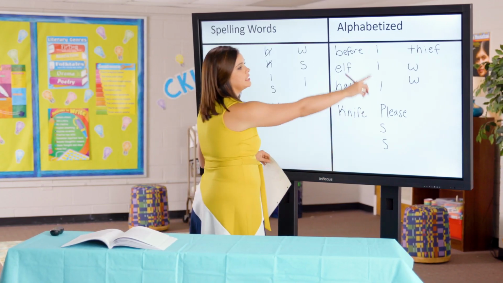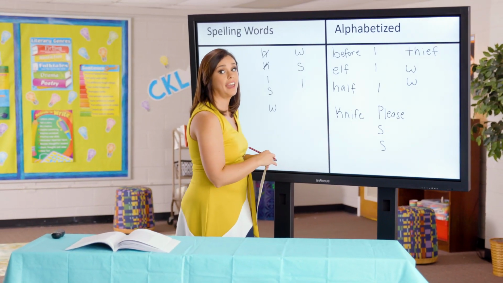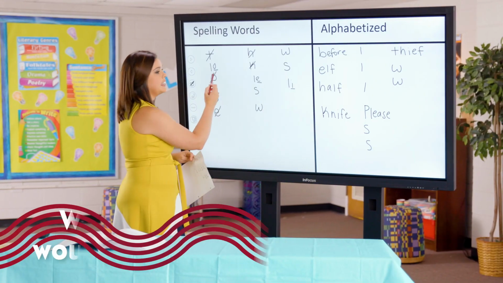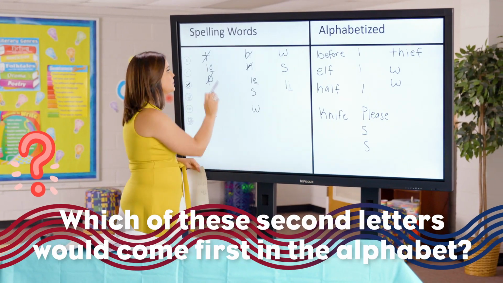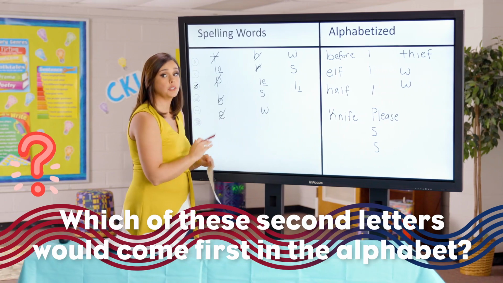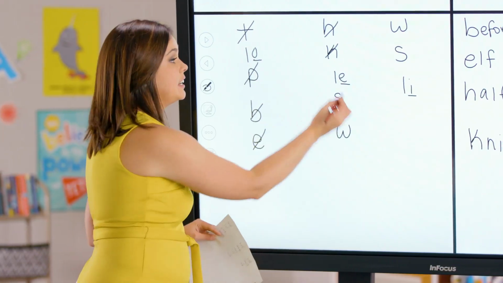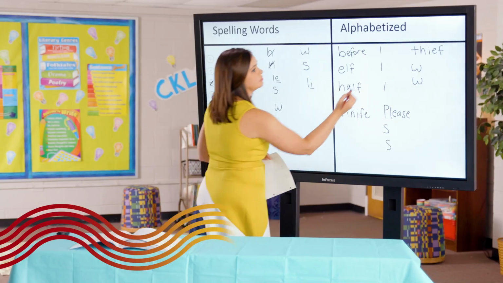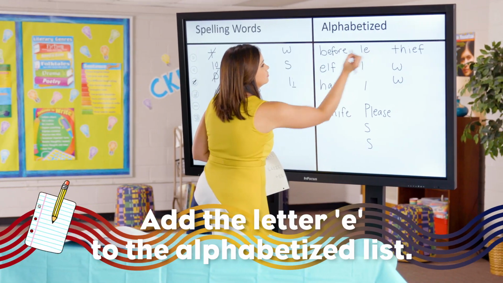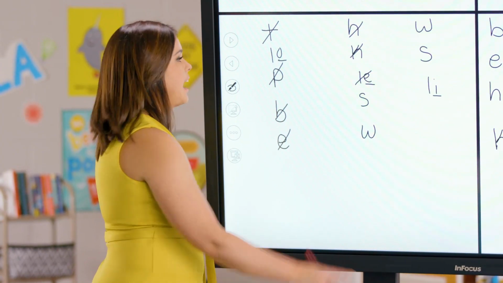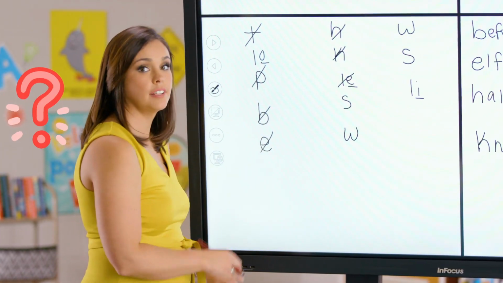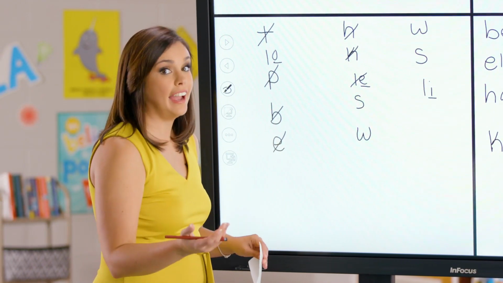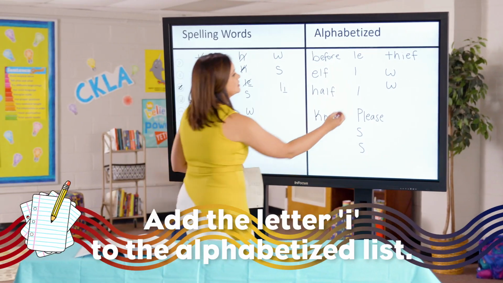Let's start by revealing the second letter in the words that start with L. Take a look at the underlined letters. Do you see which one of these letters would come first in the alphabet? Right, E. So we can go ahead and move it to our alphabetized section of our chart. Which would come next, O or I? A, B, C, D, E, F, G, H, I. Right, I would come next.